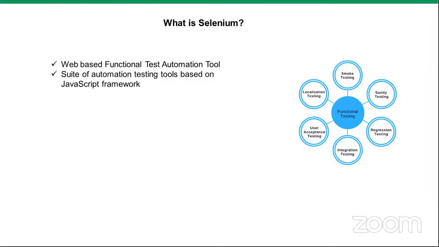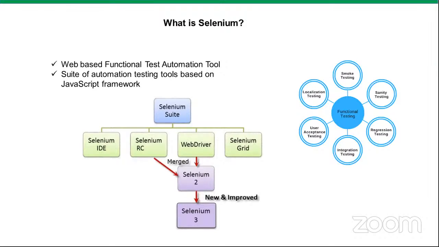Then Selenium is not a single tool. It is basically a suite of automation testing tools based on JavaScript framework. What are the different tools that come under the Selenium suite? We have Selenium IDE, then we have WebDriver and Selenium Grid. WebDriver is one of the most widely used versions of Selenium. Selenium Grid is also popular, but Selenium IDE is used less often because of its limited functionalities. Selenium 3 is the latest version from Selenium. Selenium 4 is on the way. The official release is yet to come.